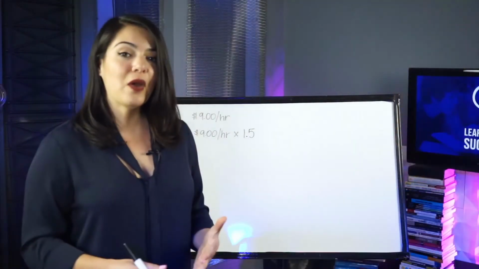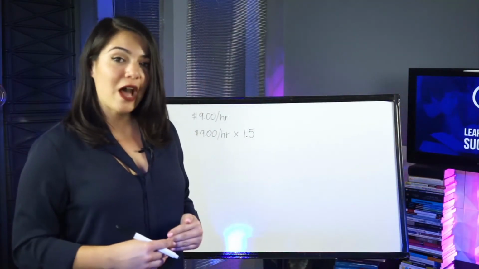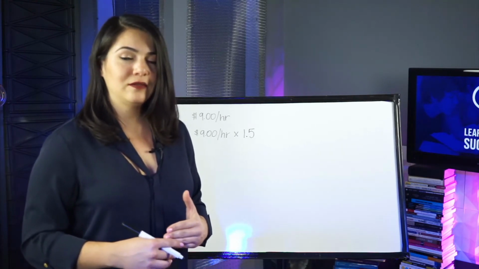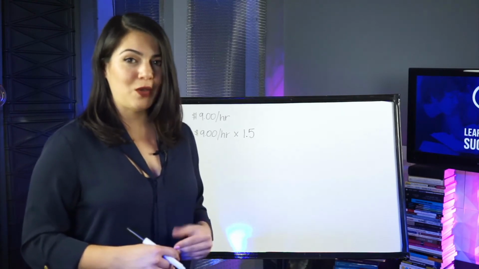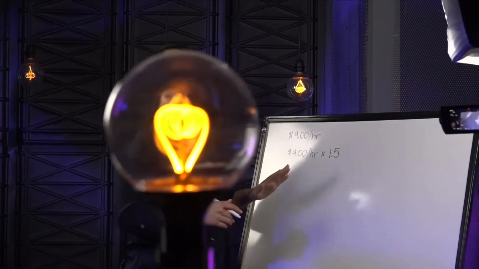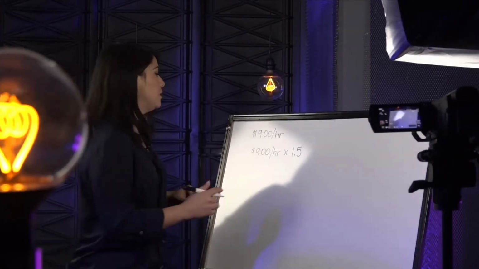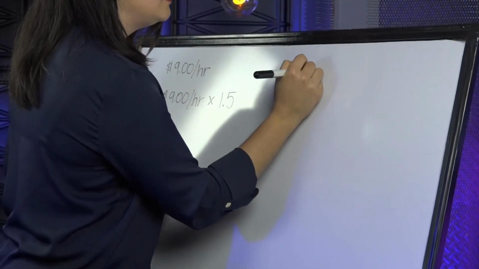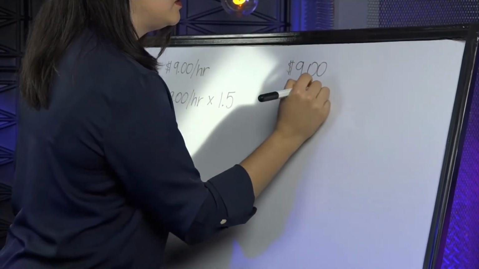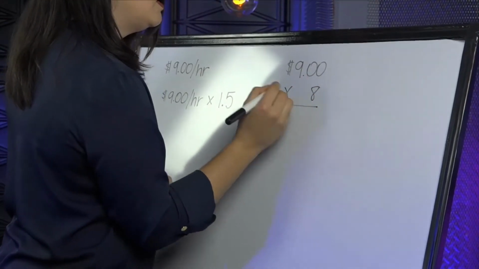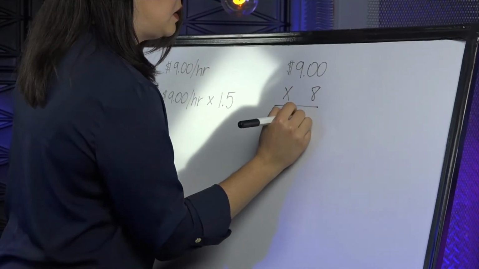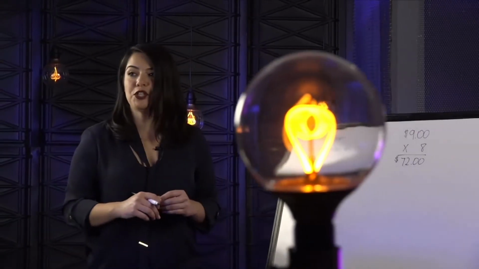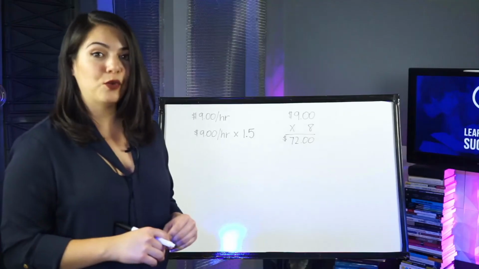So we have to figure out how much he earned in the first 8 hours and then how much he earned in the second 2 hours that he worked. So let's take a look at how much he earned for the first 8 hours. To find that, we will multiply $9 times 8 hours. 9 times 8 is $72. That is how much he earned the first 8 hours of work.